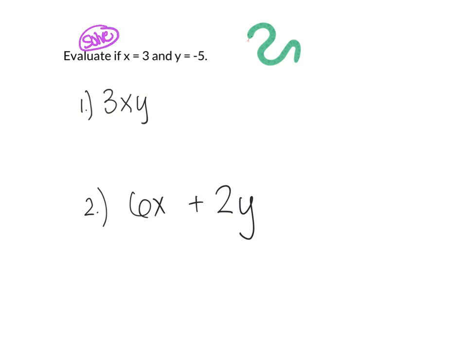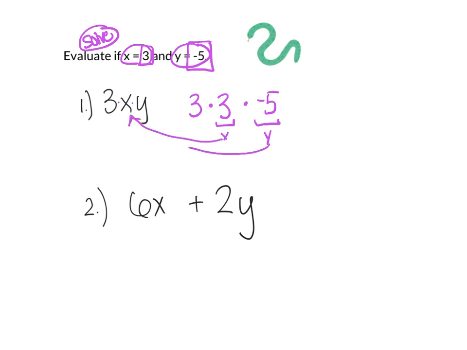What you do is, if you're given these numbers, you have to take them and plug them into the expression given. So the first one says 3 times x times y, right? It doesn't say times, but we know it's times. So this is 3, and then we're going to multiply by what x is, which is 3, and then multiply it by what y is, which is -5. Remember, this was x, and this was y, and that's where I got it from. So then you just multiply everything together. 3 times 3 is 9. 9 times -5 is -45.